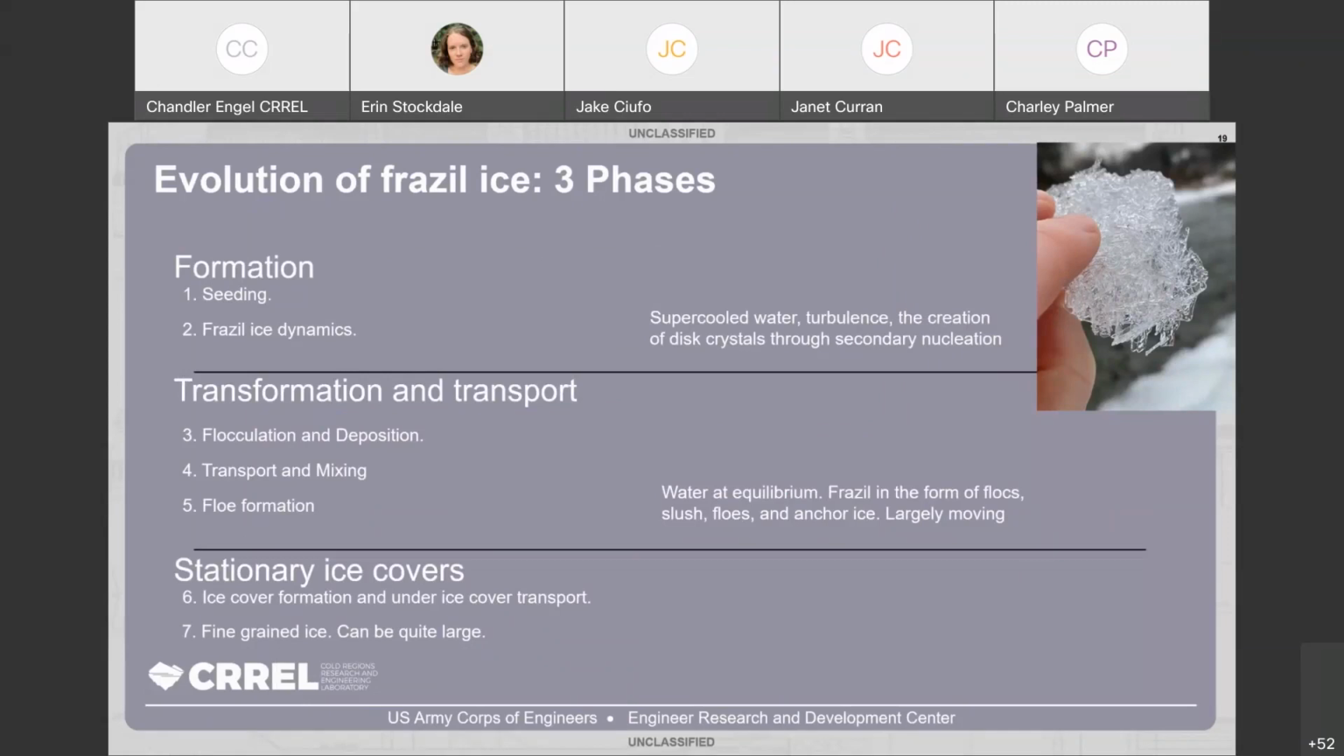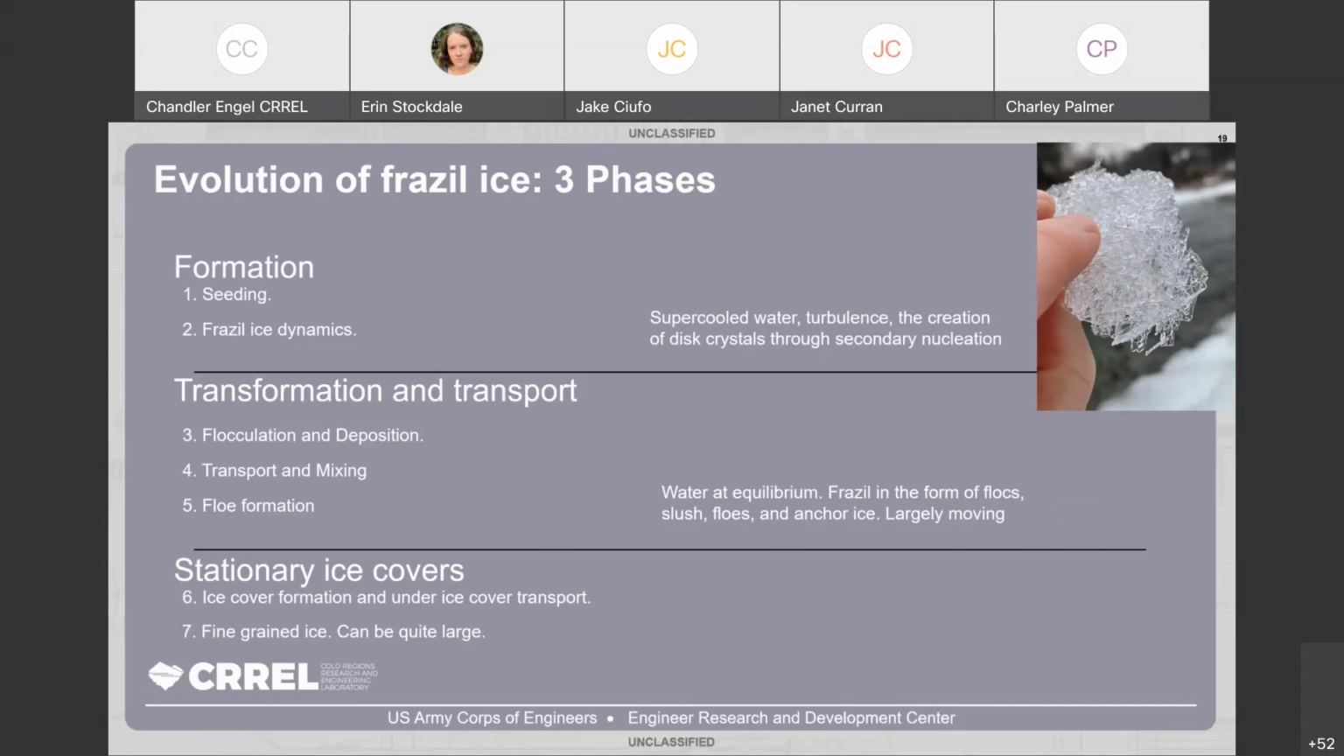So either it can form an intact ice cover, adhere to the bed, or it can just continue to be transported downstream, and eventually it'll melt back into liquid water. So there's a lot of different evolutionary pathways that we'll talk about here. But we'll break it down into some different phases. The first phase is formation, which is made up of seeding and a phase of dynamic growth. For this phase to start, we need to have supercooled water as a prerequisite.